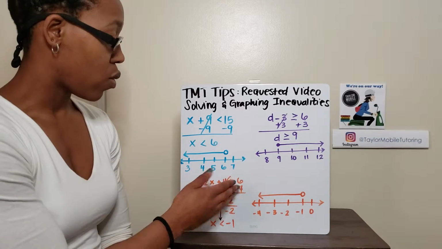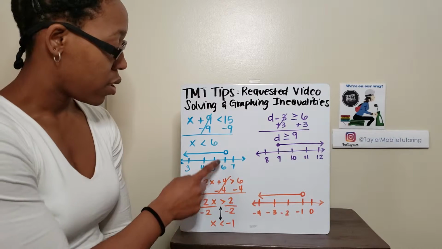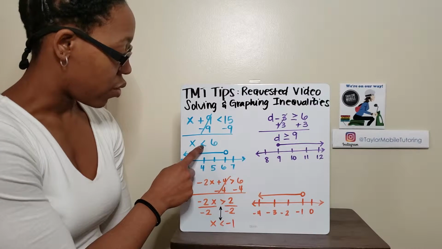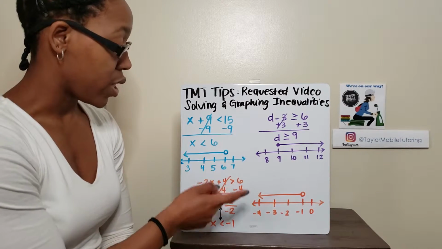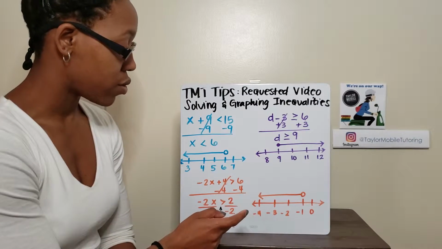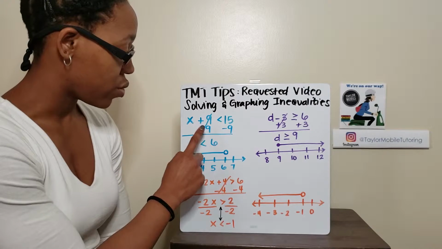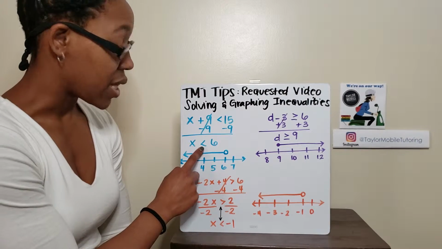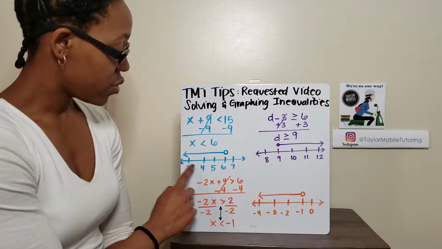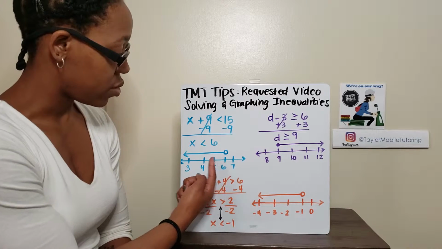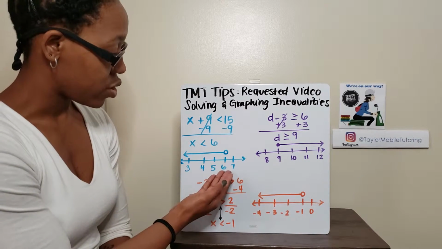In order to graph this inequality, I would put it on a number line. This open circle represents a less than sign instead of a less than or equal to sign, which would be represented by a closed circle. And this is showing me that the solution to this inequality, in order to make this true, is any number that is less than 6. So here I have my open circle pointing to the left to show that my solutions are any number that is less than 6.